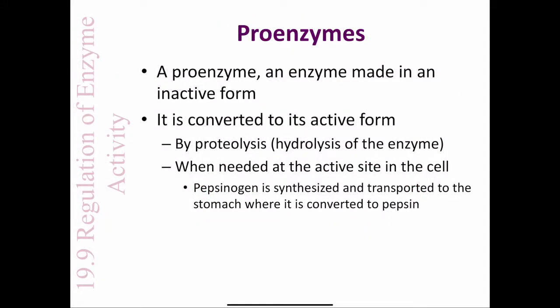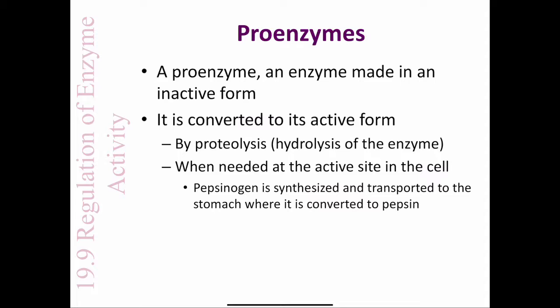Another means of regulating enzyme activity involves the production of the enzyme in an inactive form that we call a proenzyme. Sometimes we call it a zymogen. The proenzyme is converted by proteolysis, which is nothing more than hydrolysis of the protein, to the active form when it has reached the site of its activity. This strategy is used with enzymes like digestive enzymes that could destroy the cells in which they are made.